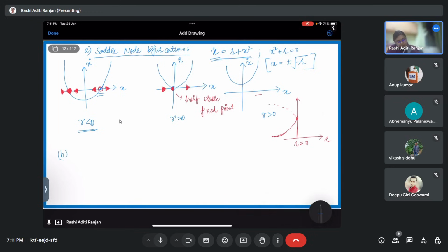Now, we'll talk about pitchfork bifurcation. We'll talk about what a pitchfork bifurcation is. So firstly, the pitchfork bifurcation is of two types. One is the supercritical type of pitchfork bifurcation. Another one is the subcritical type of pitchfork bifurcation. So we'll talk about both.